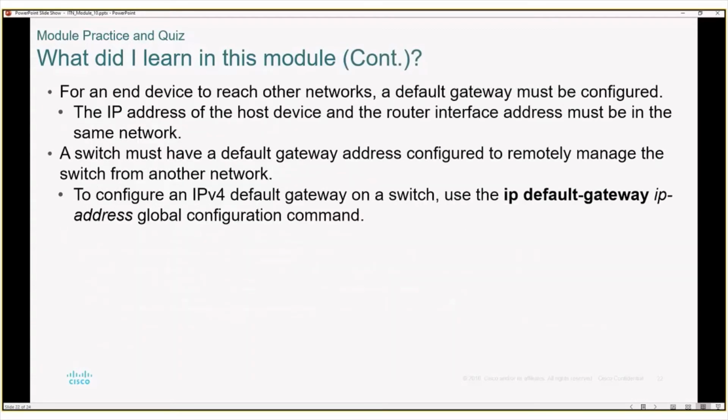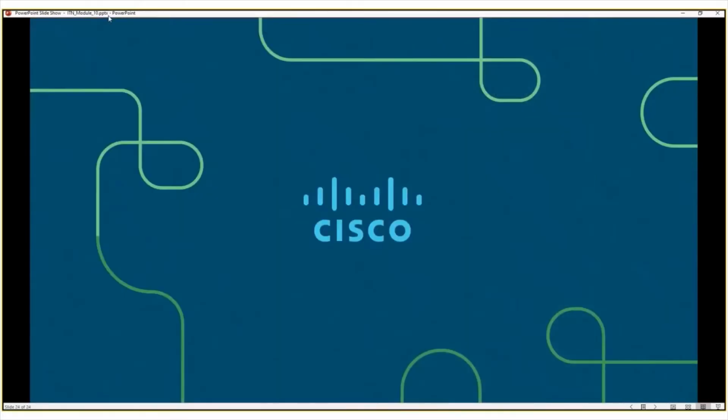For an end device to reach other networks, a default gateway must be configured. The IP address of the host device and the router interface must be in the same network. A switch must have a default gateway address configured to remotely manage the switch from another network. To configure an IPv4 default gateway on a switch, use the IP default gateway IP address configuration command. So I will demo all this stuff. So that's the logo for the end of the chapter.